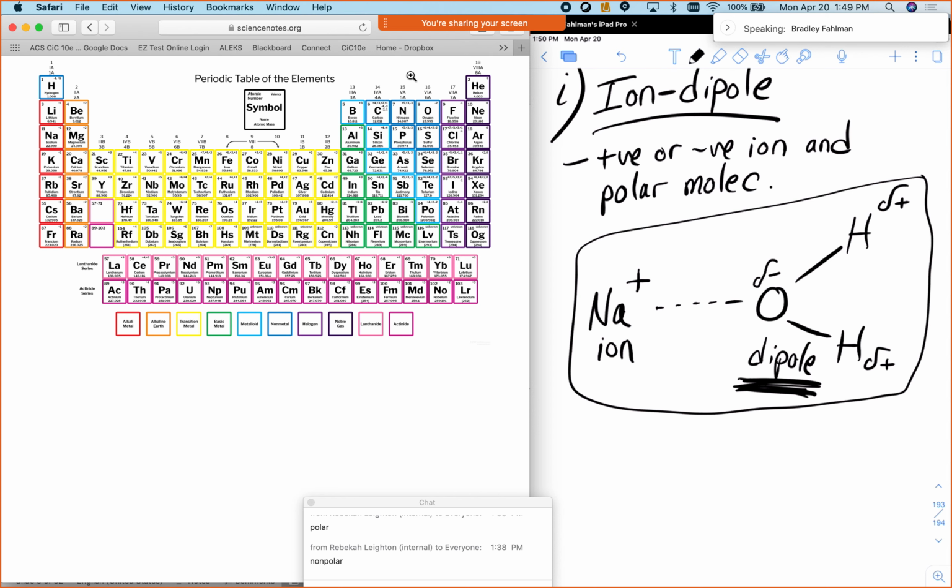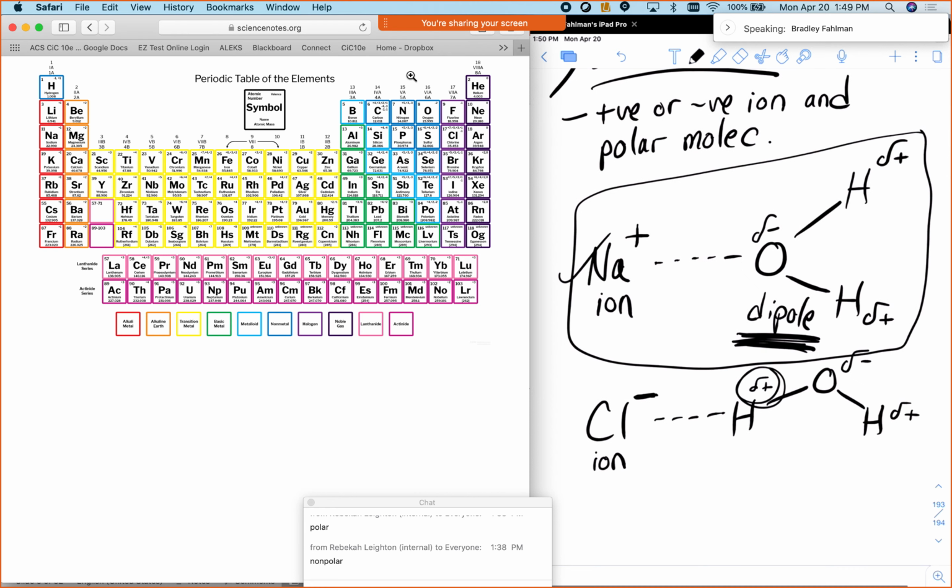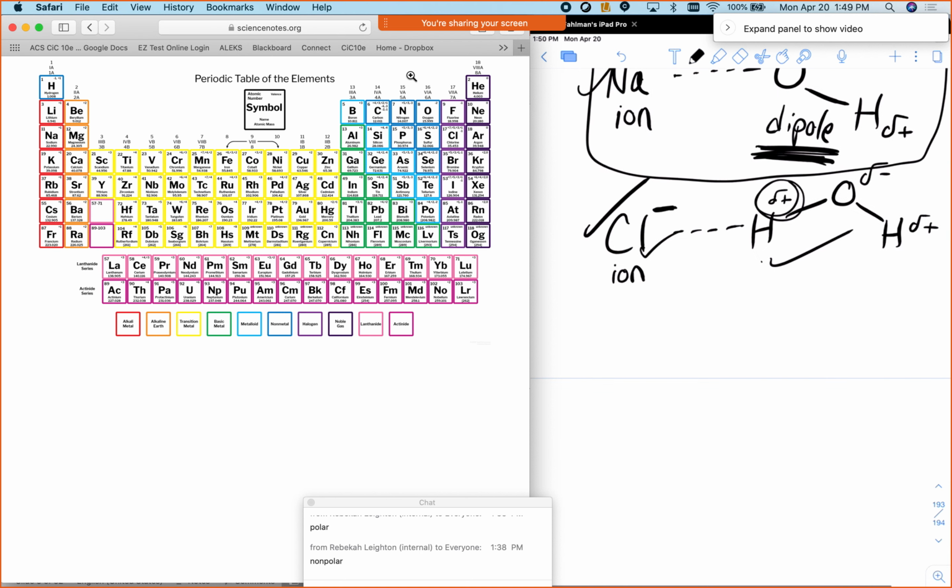And you could also have a negative charge. In that case, it would be attracted to the hydrogens in water. Opposites attract, right? So your partial positive will be closer to the minus of the ion. So both of these would be examples of ion dipole forces.